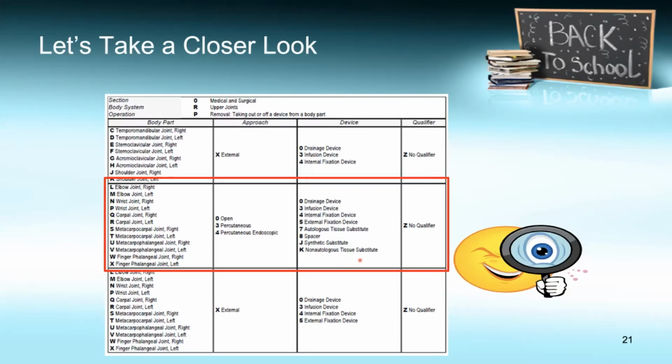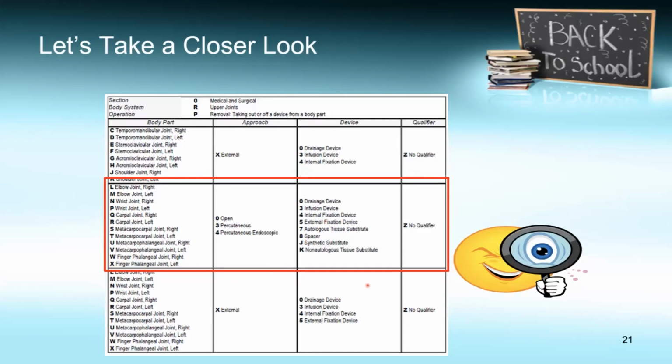So I need to go back to my case scenario and figure out, maybe I have my operative approach wrong. Maybe it's not really an external approach. So always build your code from the same row of the table. And like I said, there are times when you have the same body part in multiple rows, just like this. So you have to use process of elimination to figure out which row I should be working from.